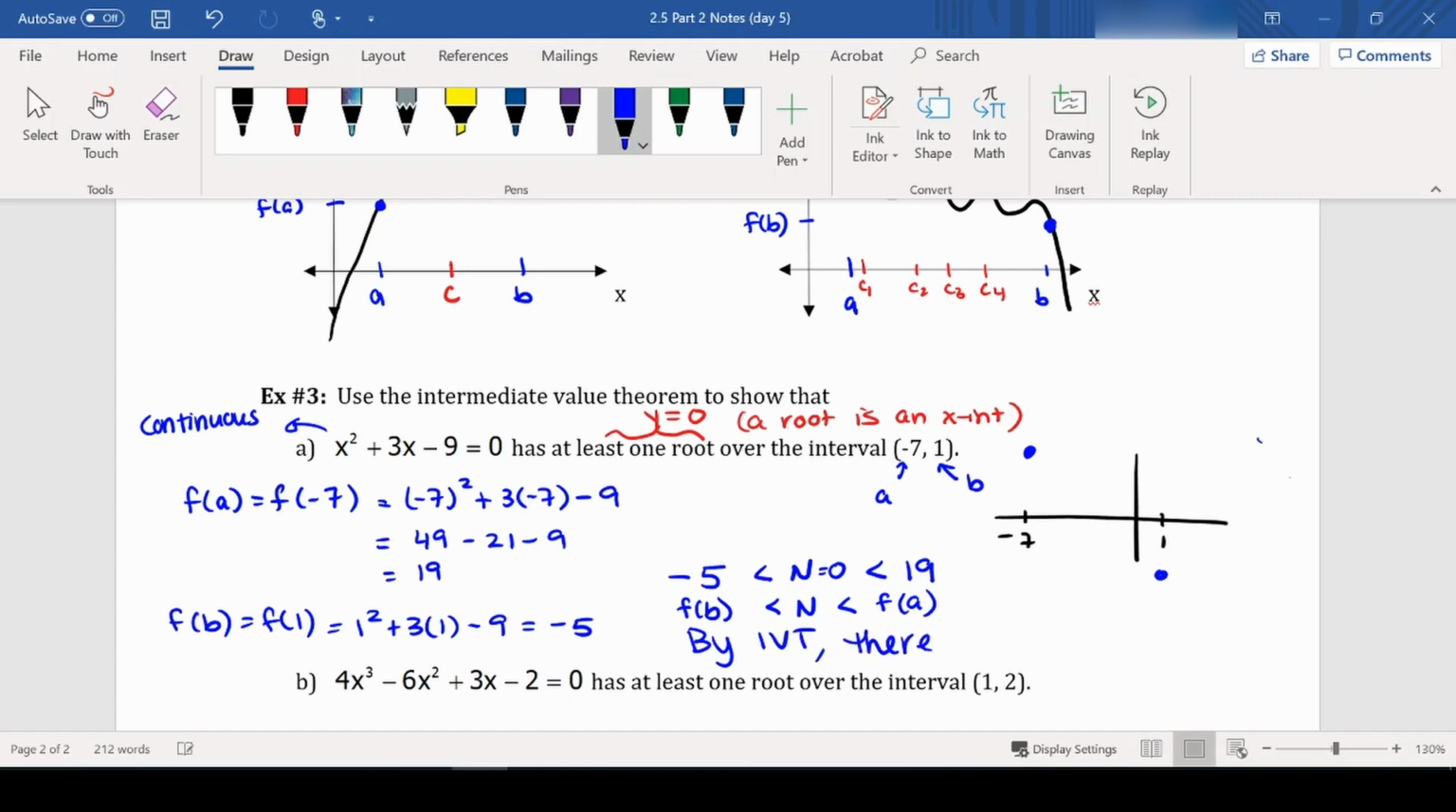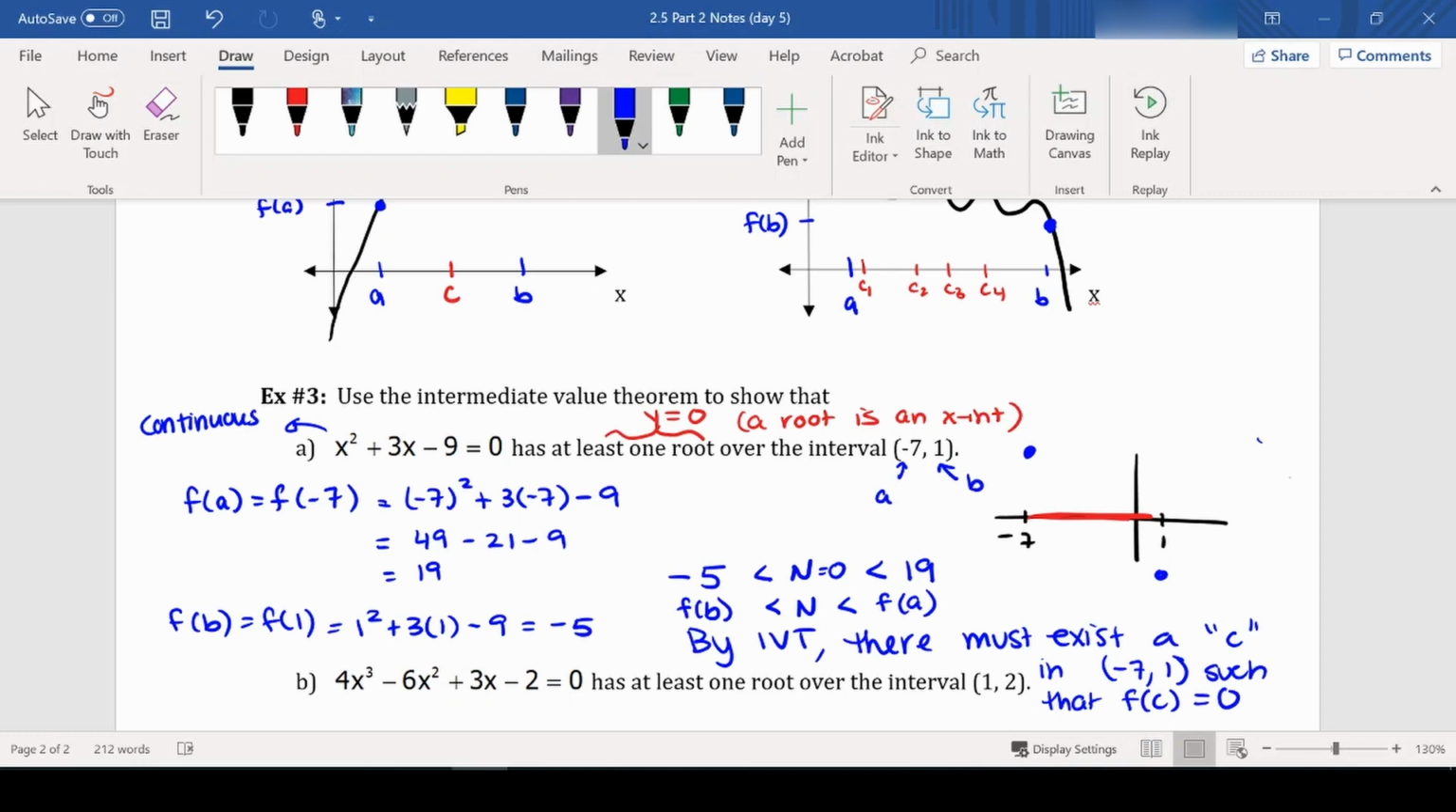There must exist a c in -7 to 1. That would be an x value, c. There's got to be one somewhere in here such that f of c equals 0. Okay, it's got to happen.